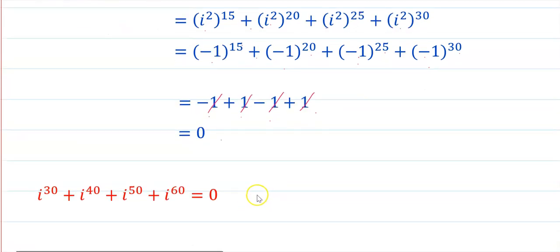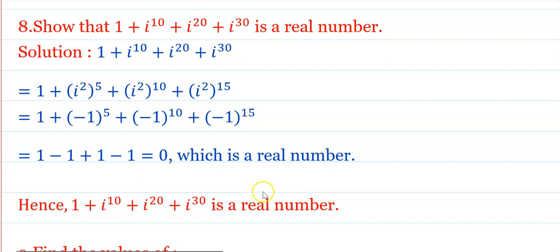Okay, and hence the answer. Now the question number 8. Show that 1 plus i raised to 10 plus i raised to 20 plus i raised to 30 is a real number. Okay. Now i raised to 10 means what? (i square) raised to 5. i raised to 20 means what? (i square) raised to 10. i raised to 30 means what? (i square) raised to 15. Again 1, i square is minus 1, raised to 5, plus i square, minus 1, raised to 10, plus again i square is minus 1, raised to 15.